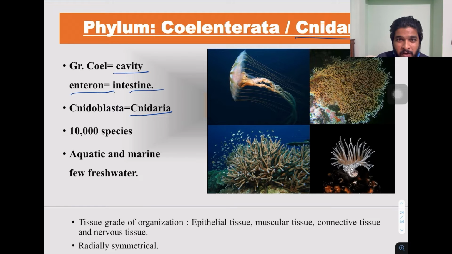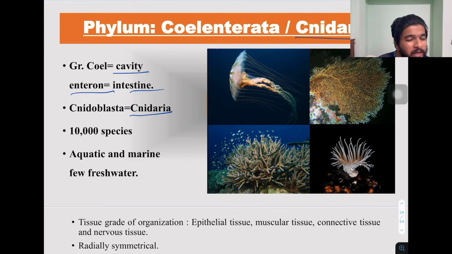On the epidermis, there is a special type of cells called cnidoblasts which help in capturing the food particles, or capturing other organisms which act as food. So in capturing prey, it helps. Hence such structures are called cnidoblasts. Due to the presence of cnidoblasts, they are called Cnidaria.